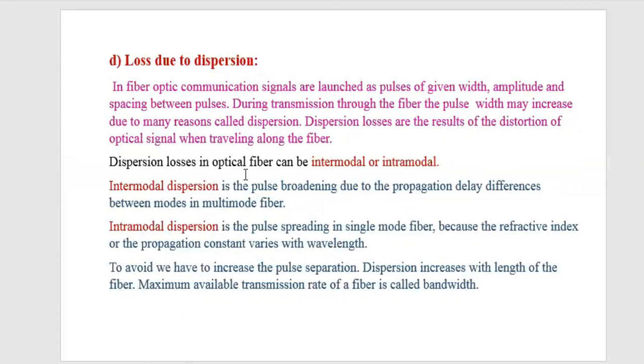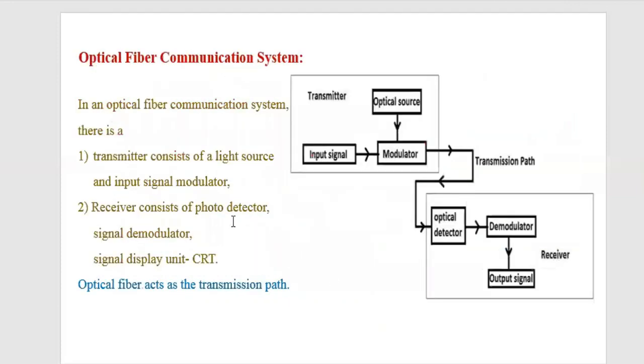So these are the four types of losses we have seen: scattering losses, absorption losses, bending losses, and losses due to dispersion. These losses can almost be minimized, but nothing can be avoided completely. By taking proper care, like choosing a particular wavelength of light for communication and avoiding manufacturing defects, these losses can be minimized. Okay, now let's see how communication takes place through these optical fiber materials.